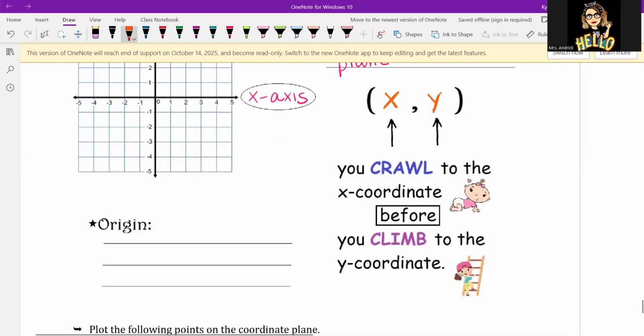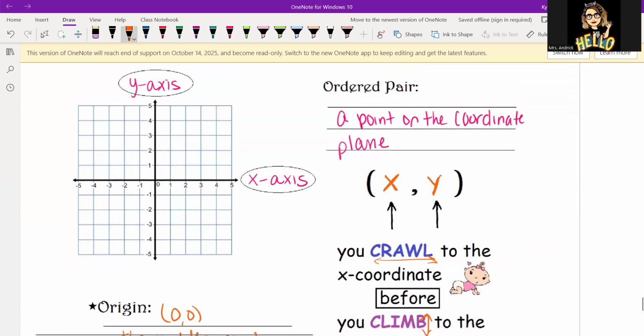So you have to crawl, so go across to the x coordinate before you climb up to the y coordinate. The origin is 0, 0 on the graph. It's the middle point. Okay, so this is the origin right here.